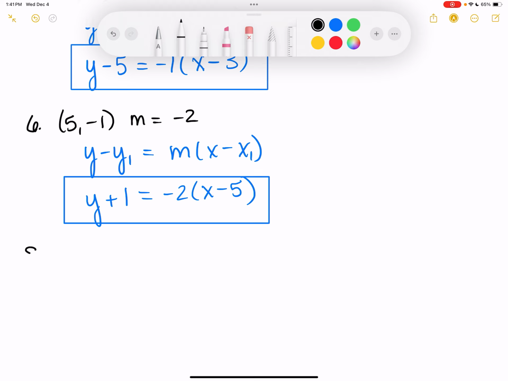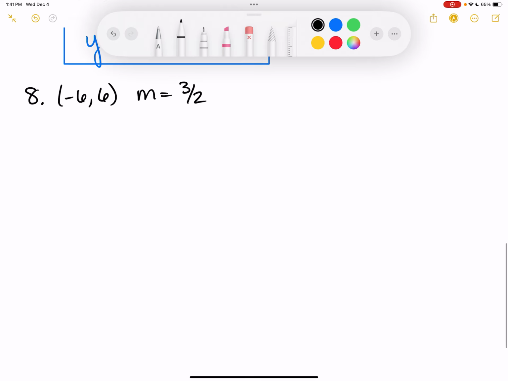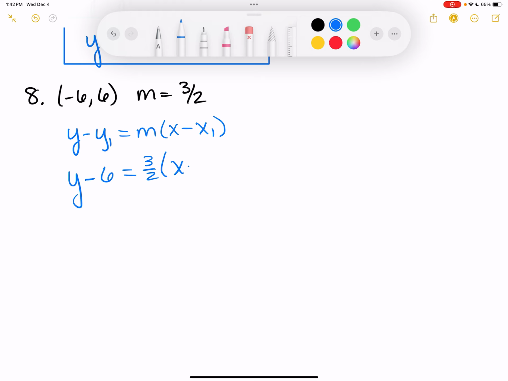Eight. The point is (-6, 6) and m equals 3/2. All right. With letters, what's point-slope form? y minus y1 equals m times x minus x1. All right, so we plug in y minus 6 equals 3/2 times x. It's minus a negative, so it'll be plus, and that's a 6.